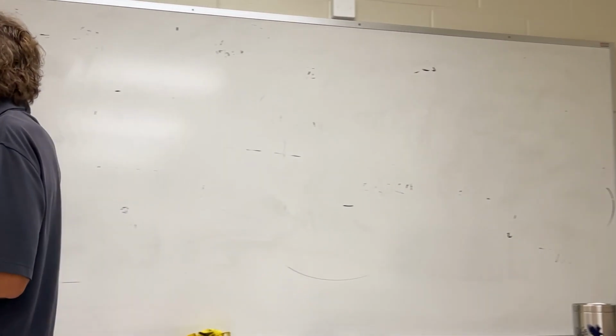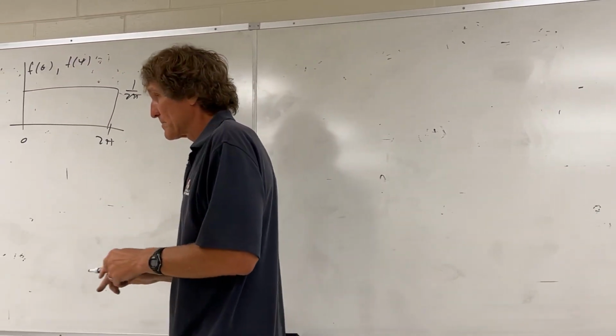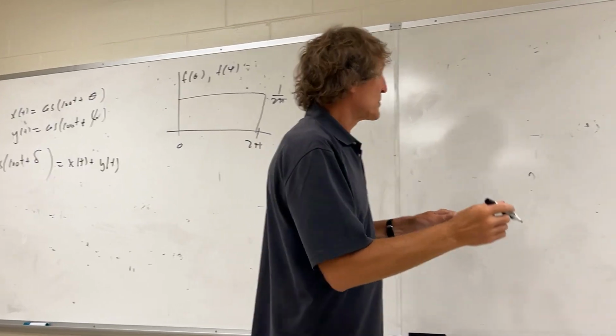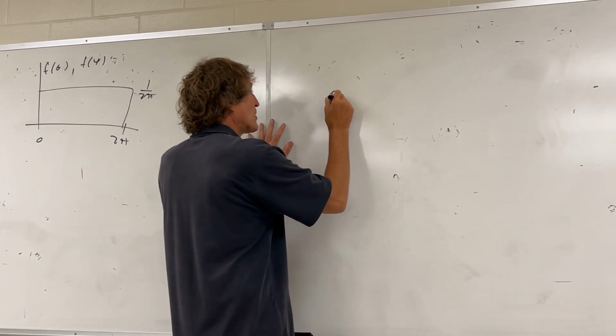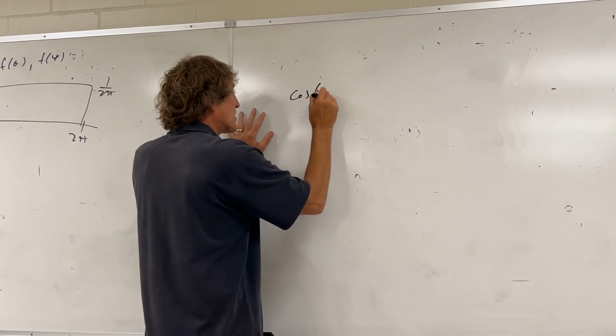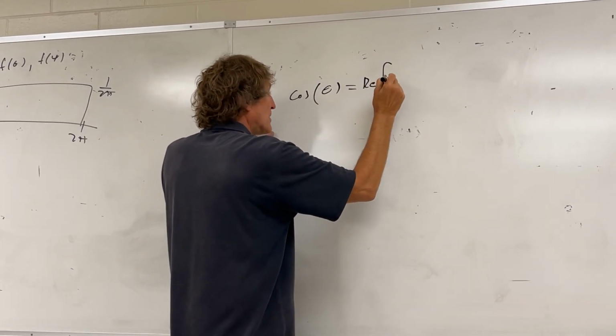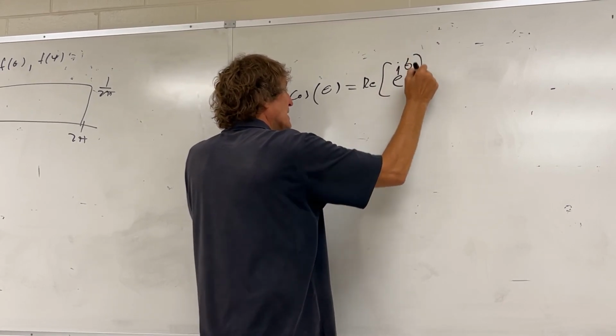I got to stop for a second to show you something. This is the beginning of the difficult problems, and they get a lot more difficult. So anytime you have cosine of any function at all, of theta, that's really the real part of e to the j theta.